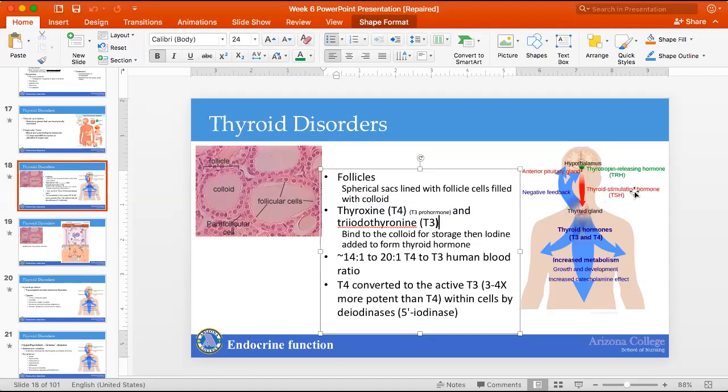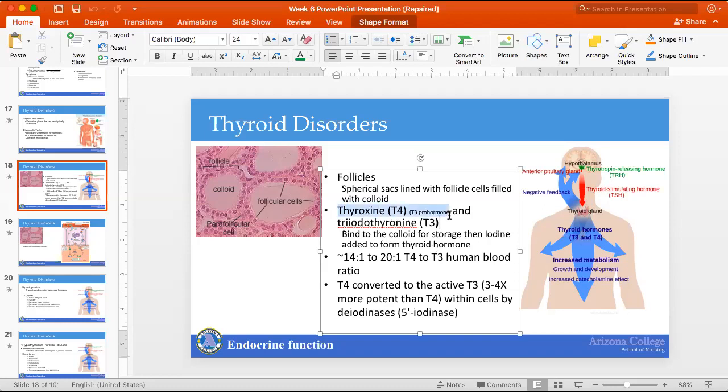This thyroid stimulating hormone is then going to go down to the thyroid gland, and thyroid hormones are important for metabolism. So the rate of our metabolism, how much or how little we burn calories, and what we put into growth and development and different functions in our body.